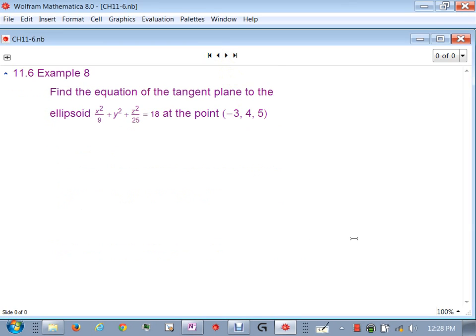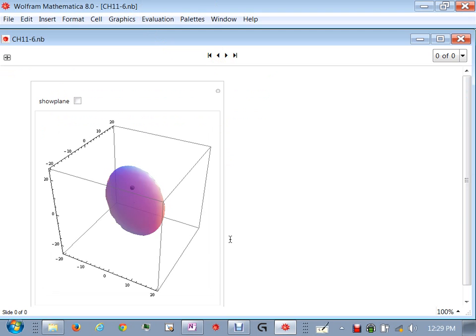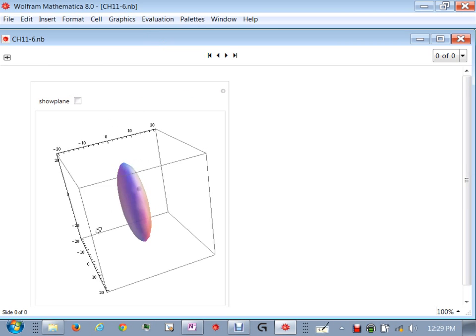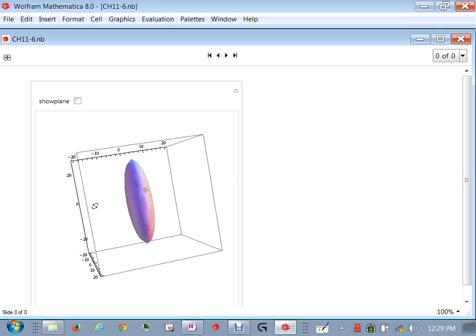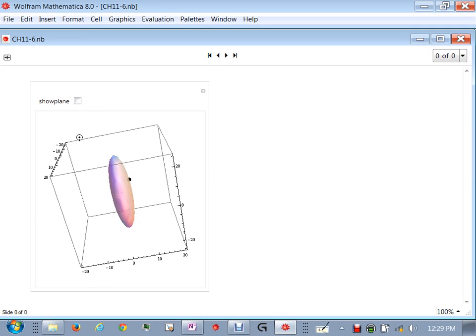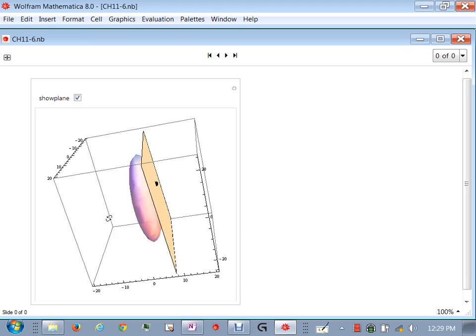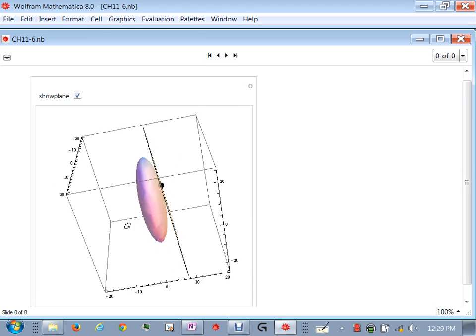So let me show you how this would work. Find the equation of the tangent plane to the ellipsoid x squared over 9 plus y squared plus z squared over 25 equals 18 at the point (-3, 4, 5). And we'll look at the picture first. You have an ellipsoid. You have a particular point on that ellipsoid. You see it? I want us to go to that point, and I actually want us to find the equation of that plane that is tangent to that ellipsoid.